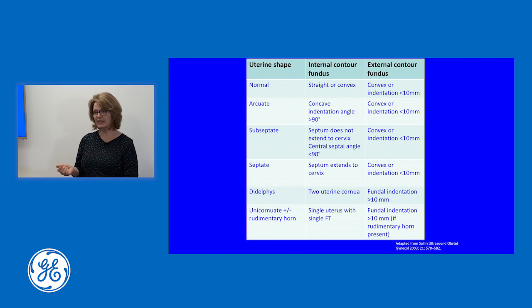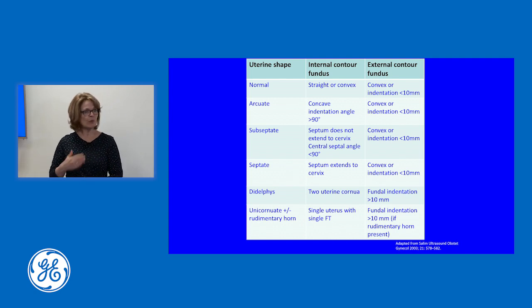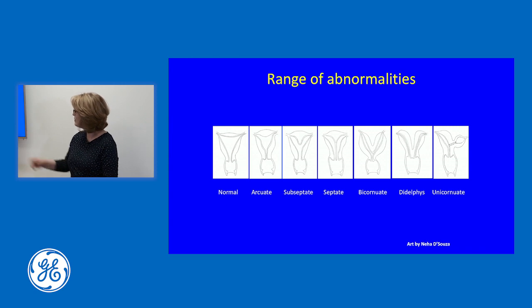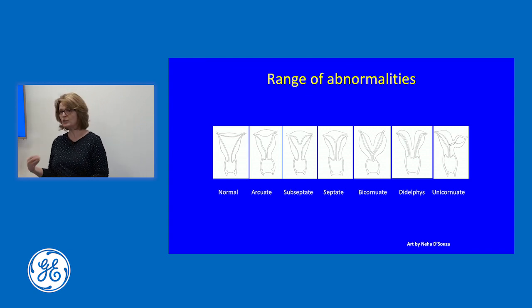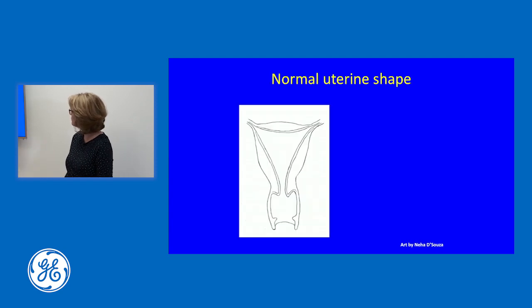These are the different classifications, and we're going to go through them one at a time. The range of abnormalities goes from normal to arcuate, subseptate, septate, bicornuate, didelphus and unicornuate, with or without a rudimentary horn, which may or may not be communicating.